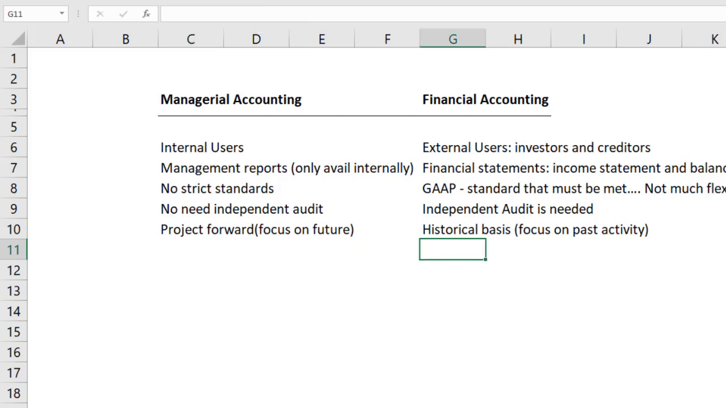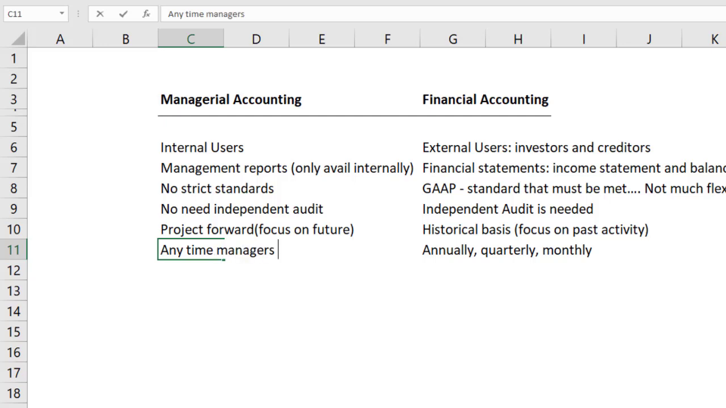Financial accounting makes reports that are done at specific times. Definitely done annually. They are often done quarterly. By quarter, I mean 3 months. January, February, March would be 1 quarter of the year, and even monthly, depending on the business. But these specific time frames are when the financial statements would have to be done. With managerial accounting, however, these can be done anytime. Remember, management has flexibility. So anytime managers want them, then we can do them. So that's another huge difference.